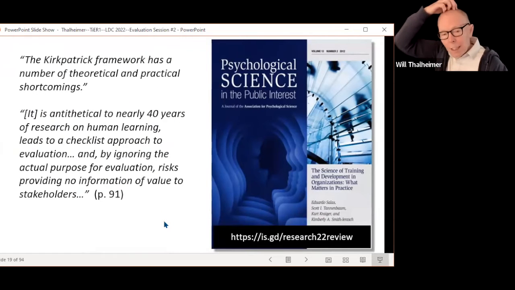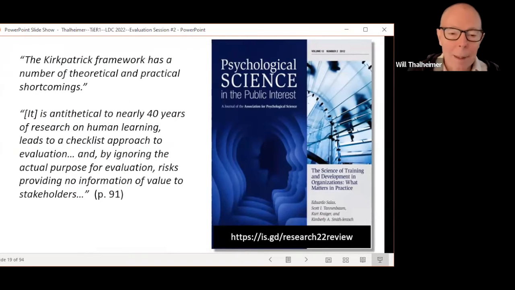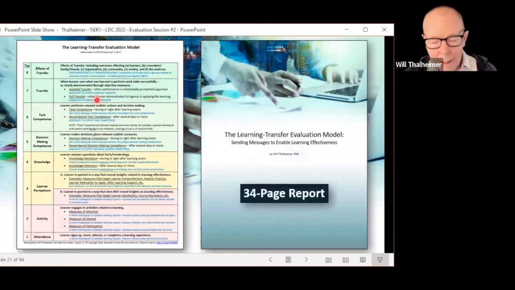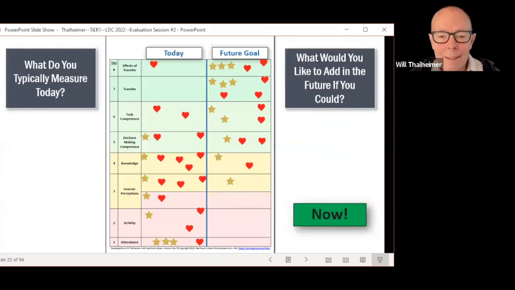We talked about some of the chinks in the armor of the dominant evaluation model, the Kirkpatrick-Katzell four-level model. But I said, look, it does send some beneficial messages, some beneficial nudgings, but it also sends some harmful ones as well. And we talked about LTEM, an eight-tier framework on one page, with a 34-page report that goes into it. And you chimed in about where you are today on the LTEM tiers. This is what you said your organization was doing today, and this is some of your future goals over here.